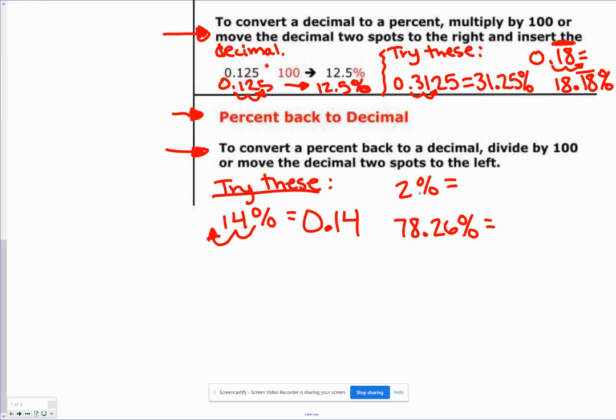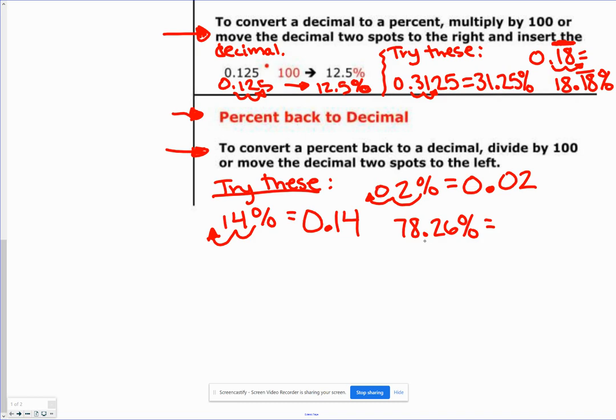All right. What about this 2%? Be careful on this one. I need to move it back 2 spots. 1, and then I add in 1 more spot, which means I have to add a 0. So I'm going to add the 0 in the front as the placeholder before the decimal. Then 0, 2. Be careful. Make sure to move it 2 spots.